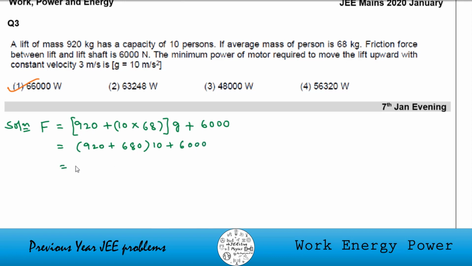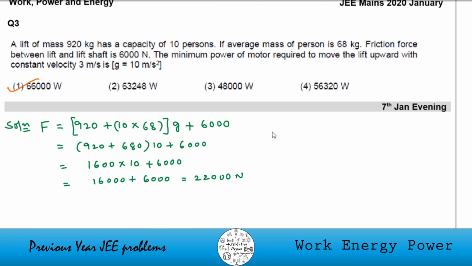So that is equal to 1600 into 10 plus 6000. That is equal to 16,000 plus 6,000. So that is equal to 22,000 newtons is the force.